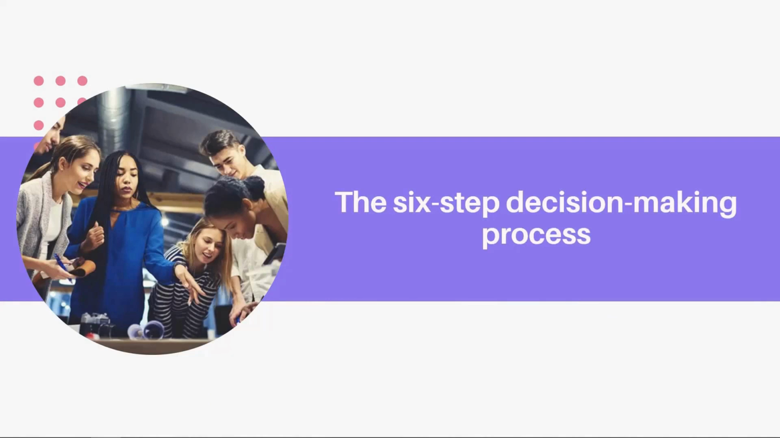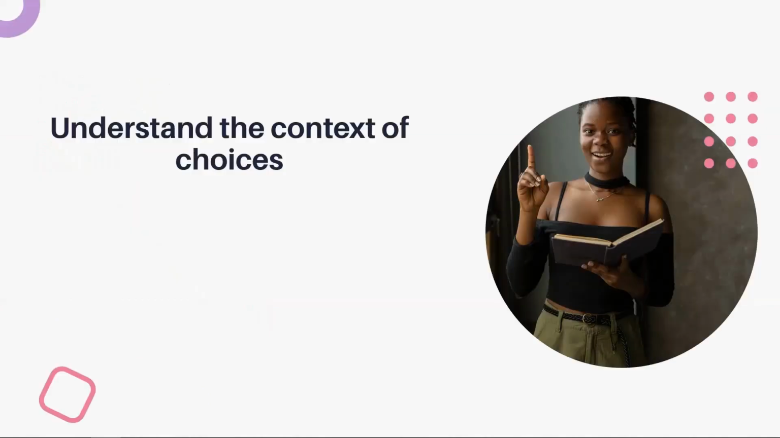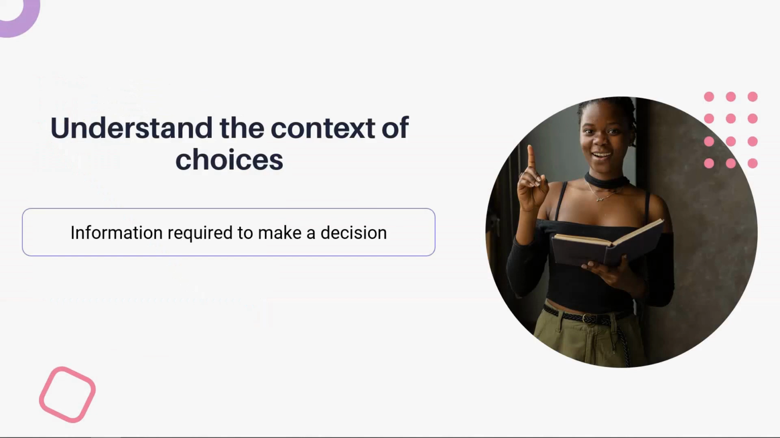Let's look at the 6-step decision-making process. Before we make a decision, we need to understand the context of our choices. This encompasses much more than the method used and speaks to the information we require to make a decision. There are 6 steps in the decision-making process. Let's investigate them in a little bit more detail.